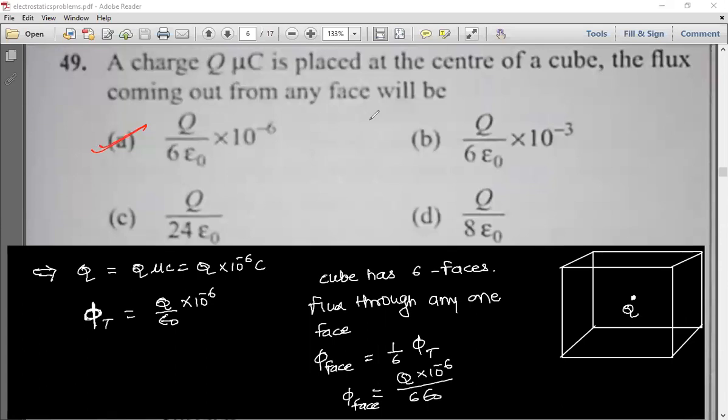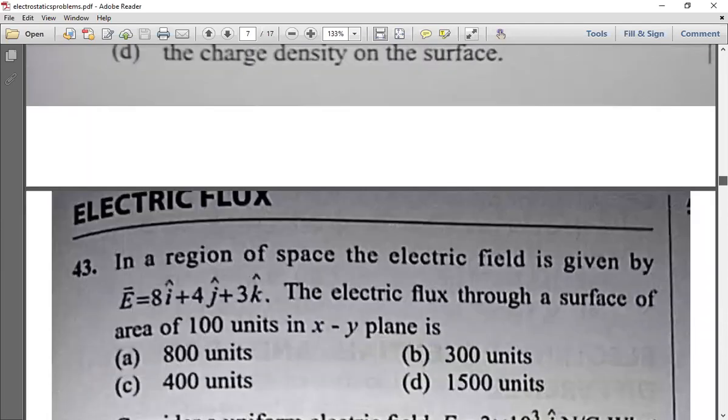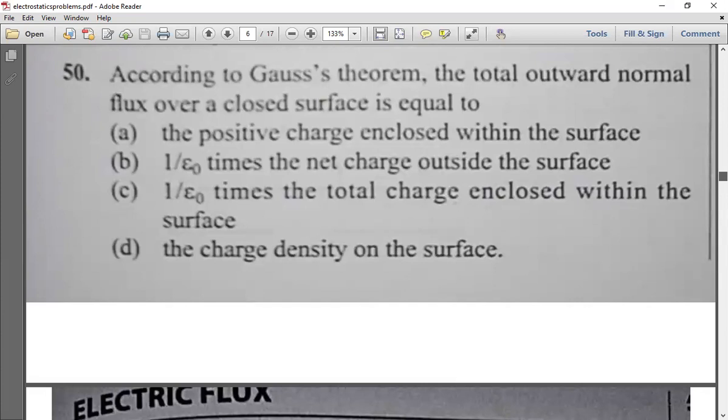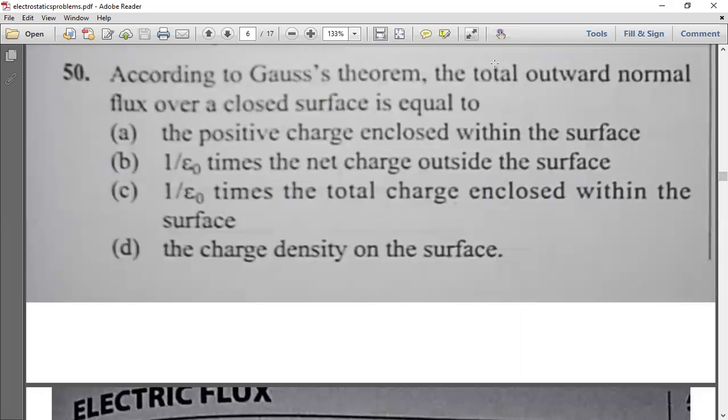Yes, sir. Taken screenshot. Yes, screenshot taken or not? Yes, sir. Okay. Let's go to the next question. Like this only we should solve, quickly, quickly, right? So that our speed will increase. Let's see the next question.